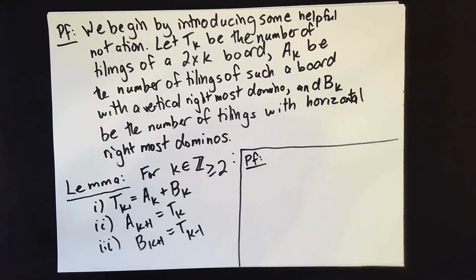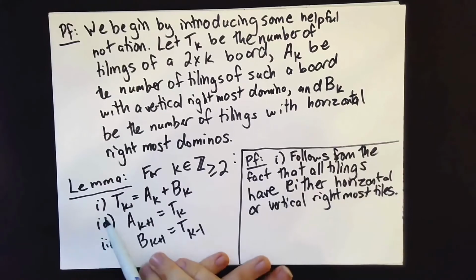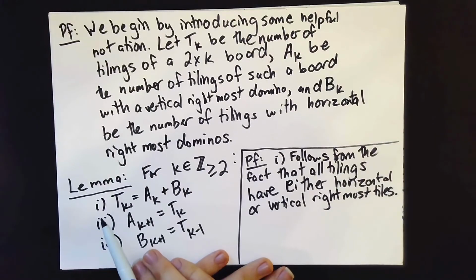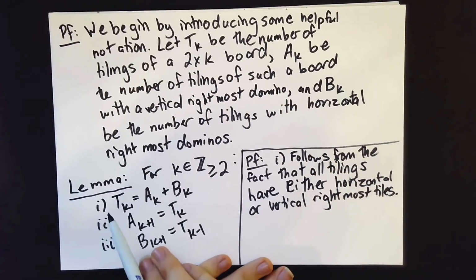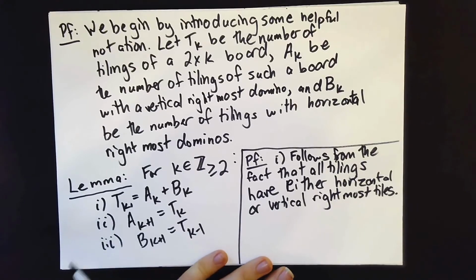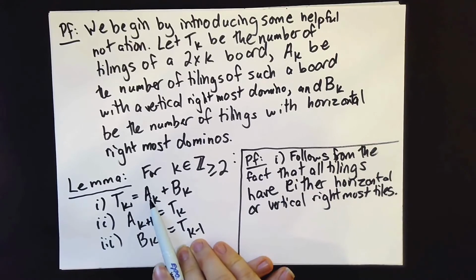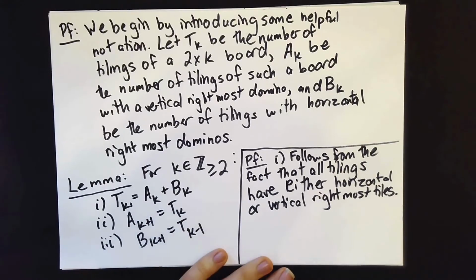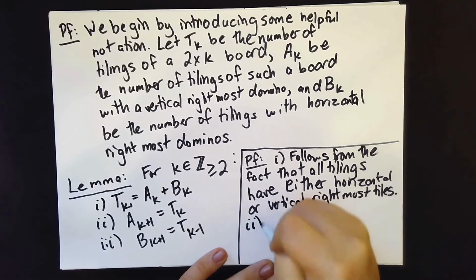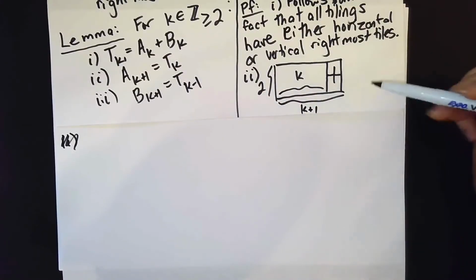each of these pieces in the lemma is fairly short. Again, the first piece here is just saying, well, there's only two kinds of ways to put a domino, horizontal and vertical. So that rightmost domino, it's either horizontal or it's vertical. So it's either counted by A sub k if it's vertical or B sub k if it's horizontal. So I think a picture like this is helpful.